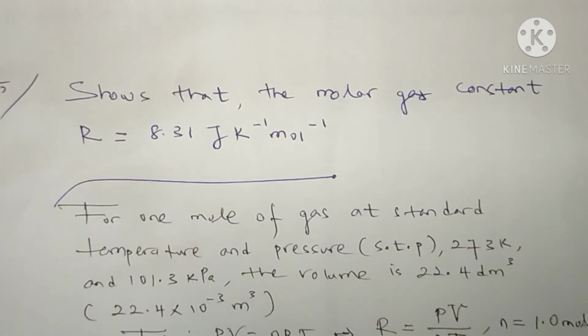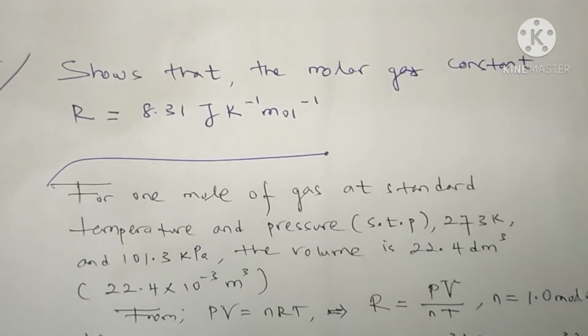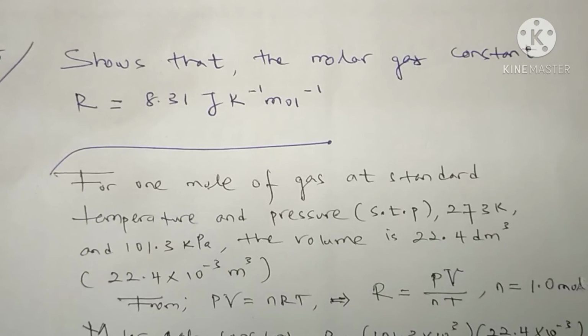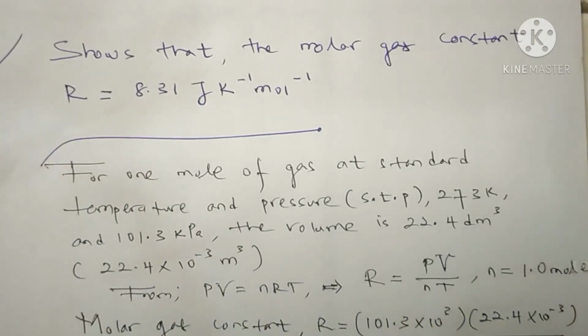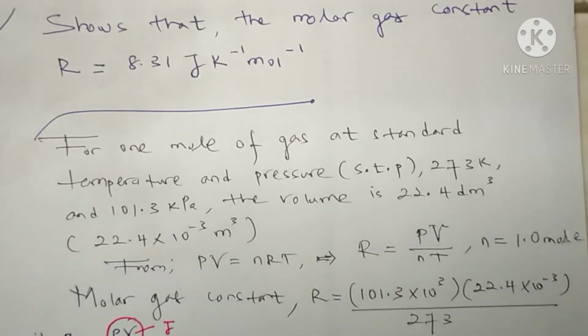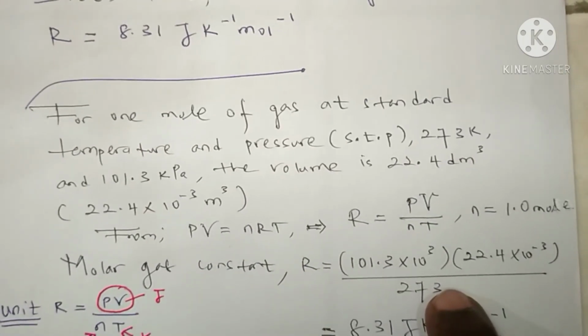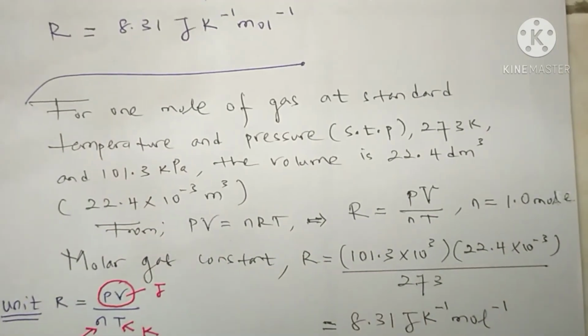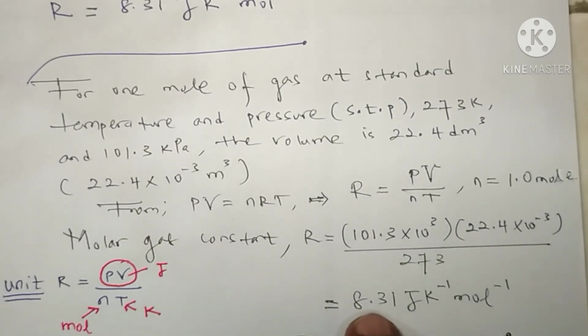From an ideal gas equation PV equals nRT, we can define R, the so-called molar gas constant, by substituting all the values accordingly into this formula. For n is 1 mole, we can find the molar gas constant R, which equals 8.31 joule per Kelvin per mole.